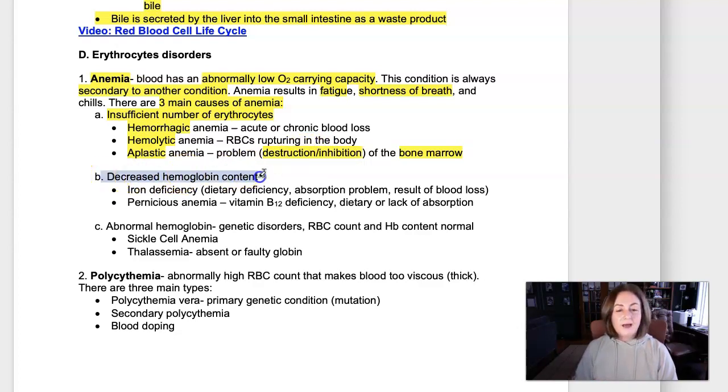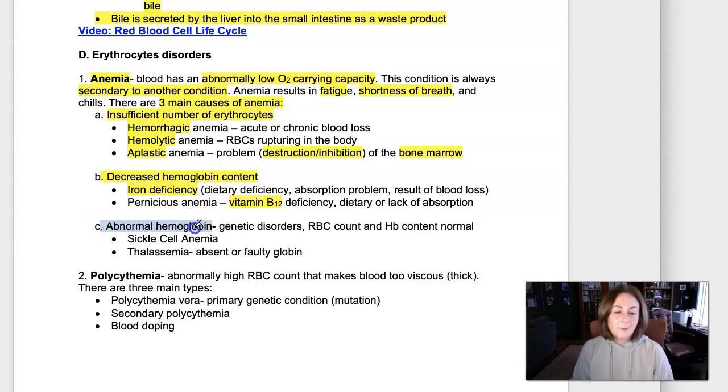Decreased hemoglobin content, so we're not making enough hemoglobin. The reasons for that are usually dietary. You don't have enough iron. That's usually what people have. Or you don't have enough vitamin D, B12. And that's called pernicious anemia. That's a very hard diagnosis to make sometimes, but that's when you don't have the ingredients to make the hemoglobin.